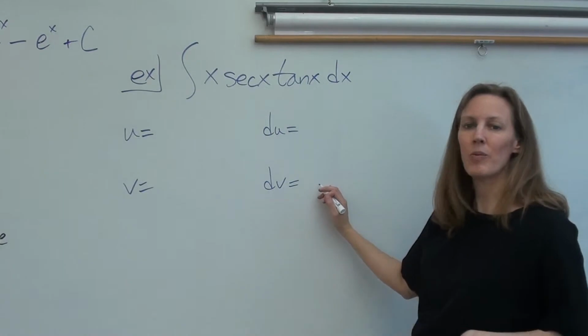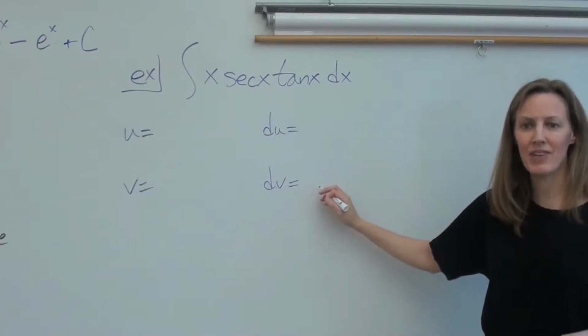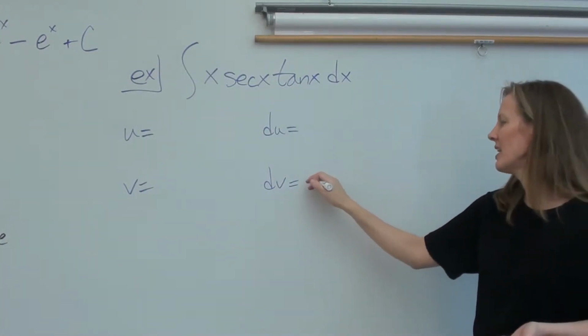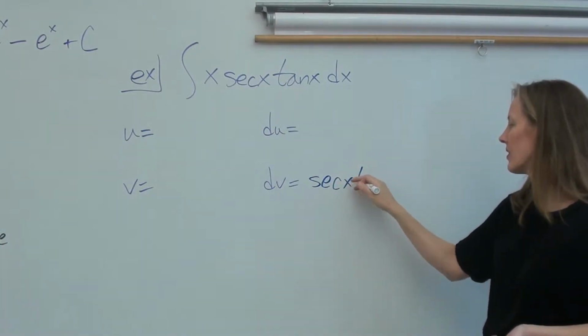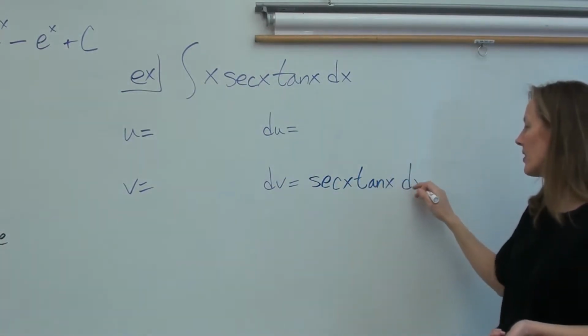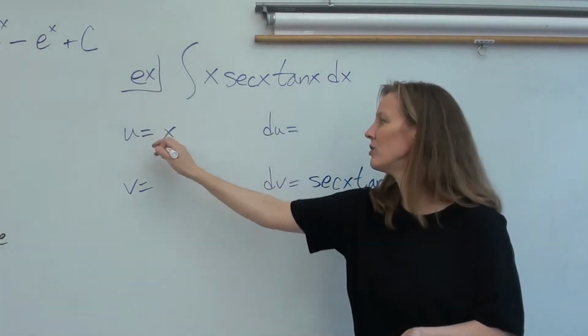So let's start with dv. I usually find dv first. What's dv? Secant x tangent x. Secant tangent. Very good. Well, I think there's some x's in there. Yes. And then u is x.